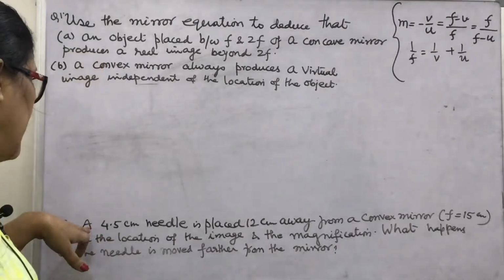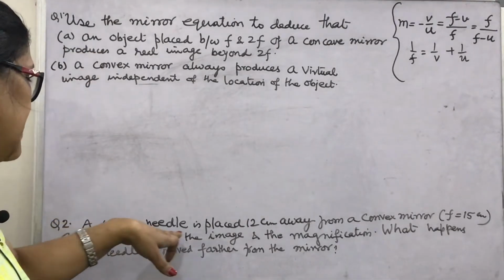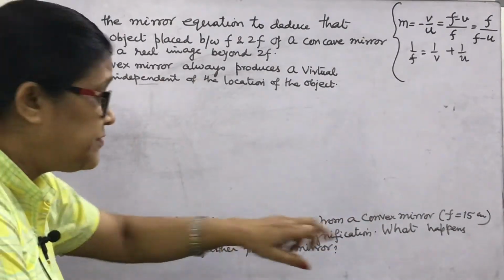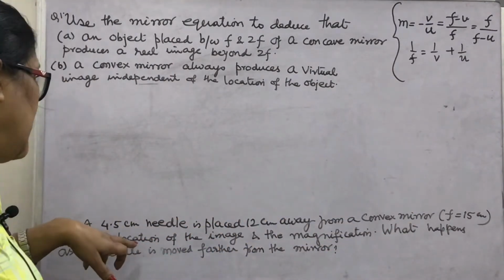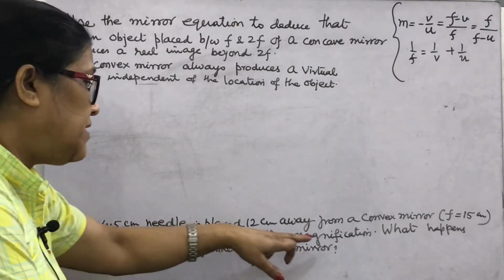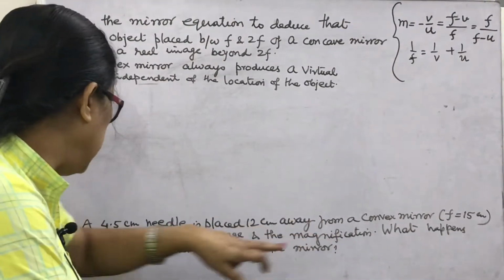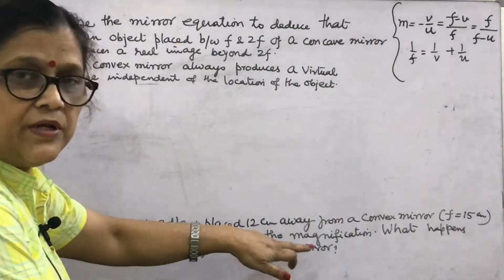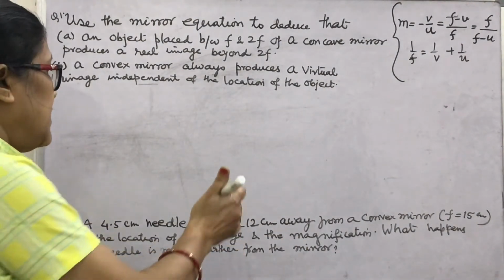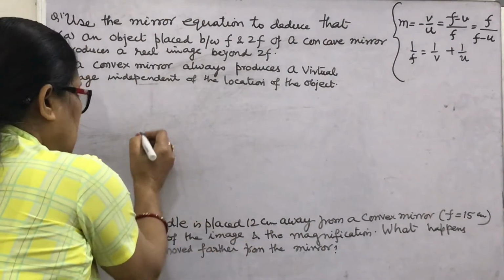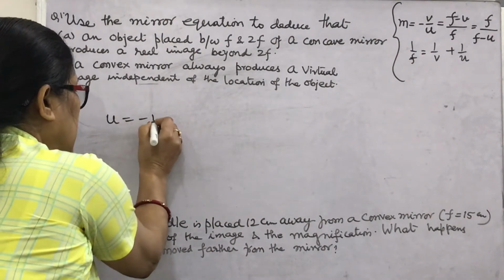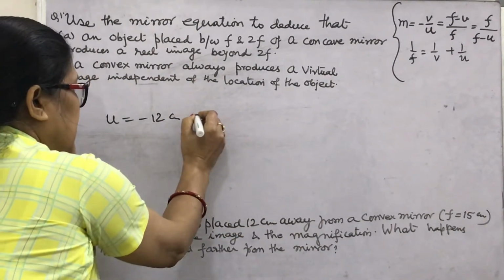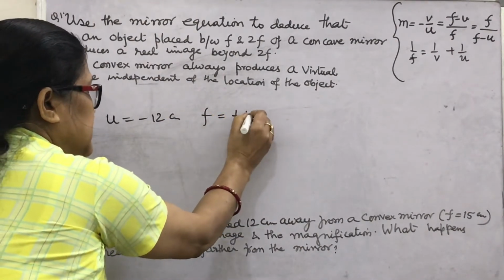The numerical problem: a 4.5 centimeter needle is placed 12 centimeter away from a convex mirror. Its focal length is 15 centimeter. Give the location of the image and the magnification. What happens to the image as the needle is moved farther from the mirror? Look here, it is given that U is minus 12 centimeter. Okay, what is F? F is 15 centimeter.